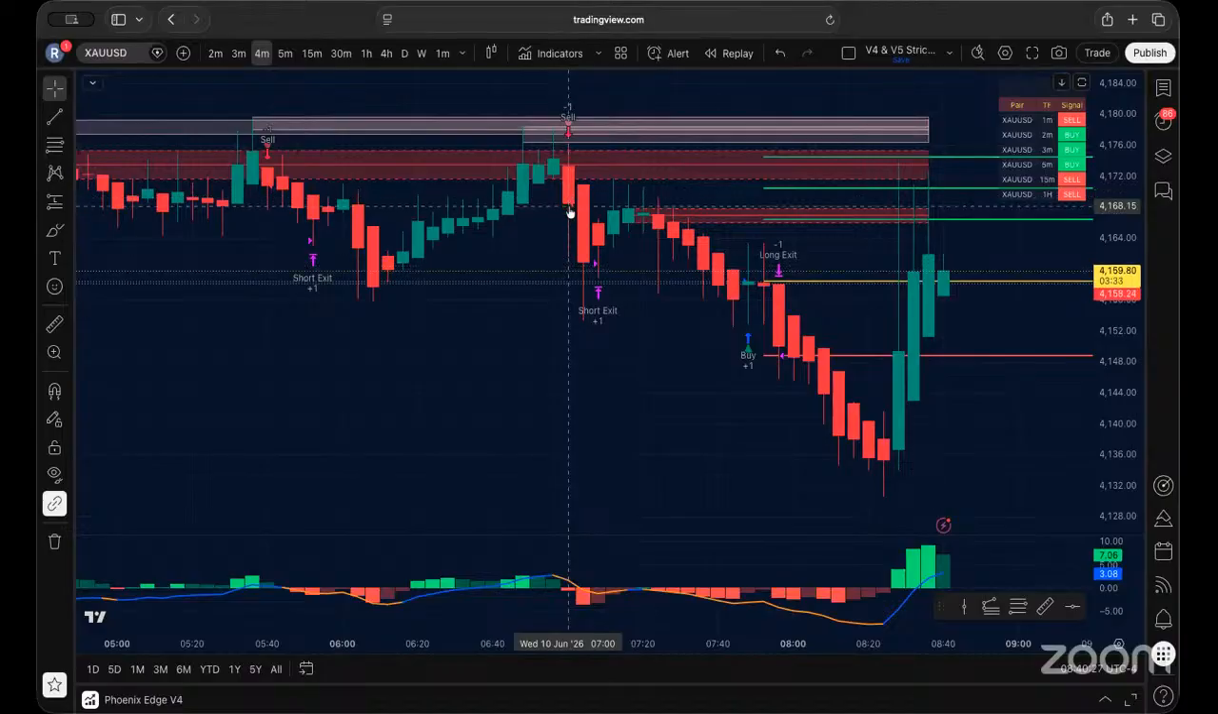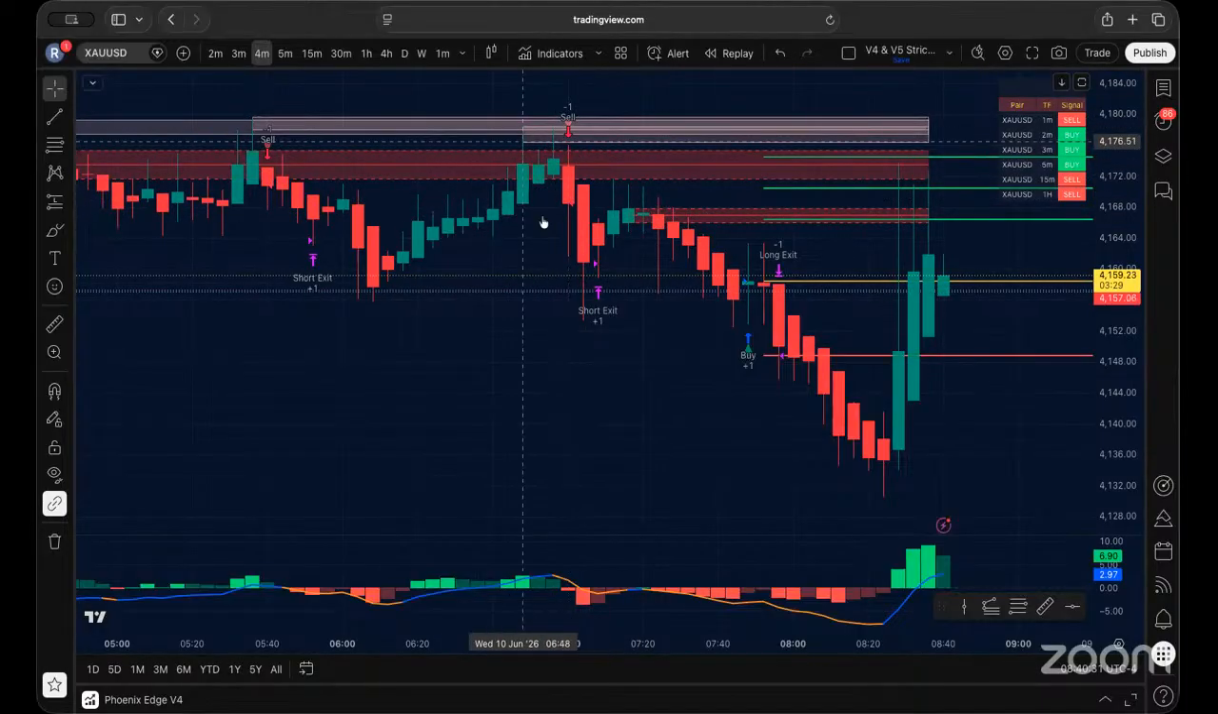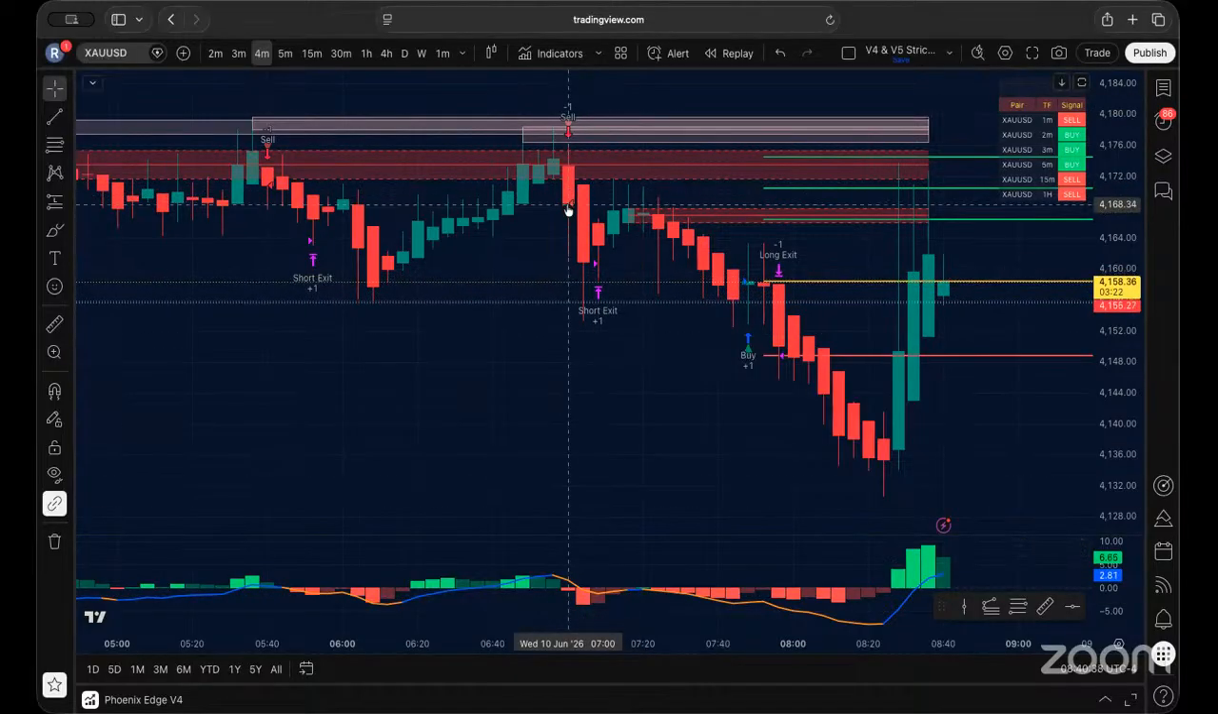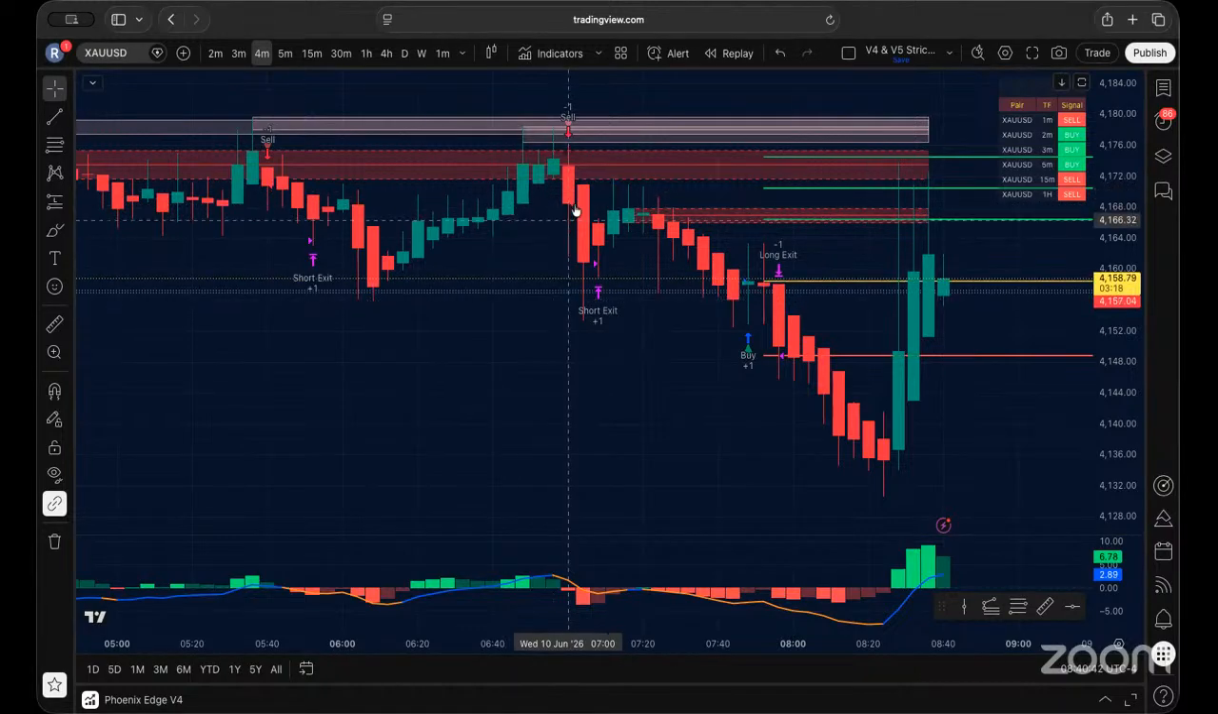So 1, you're making sure that you see the signal print. 2, it's coming off of one of our zones. And 3, on that candle that the signal print, you want to make sure that momentum is matching up. So in this case, again, it matched all of our 3 rules.